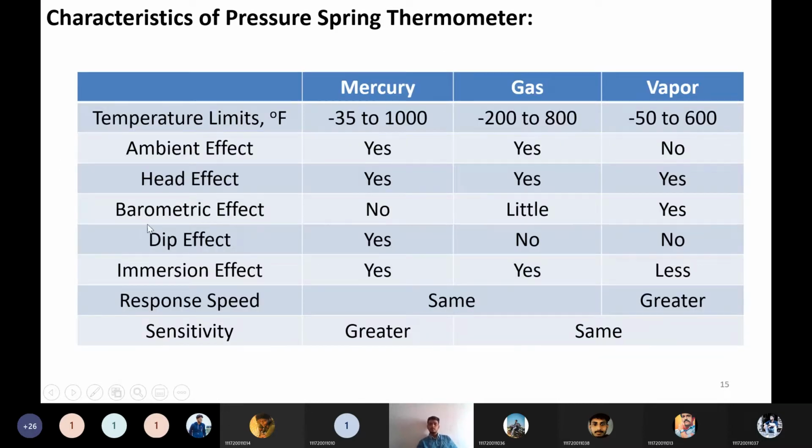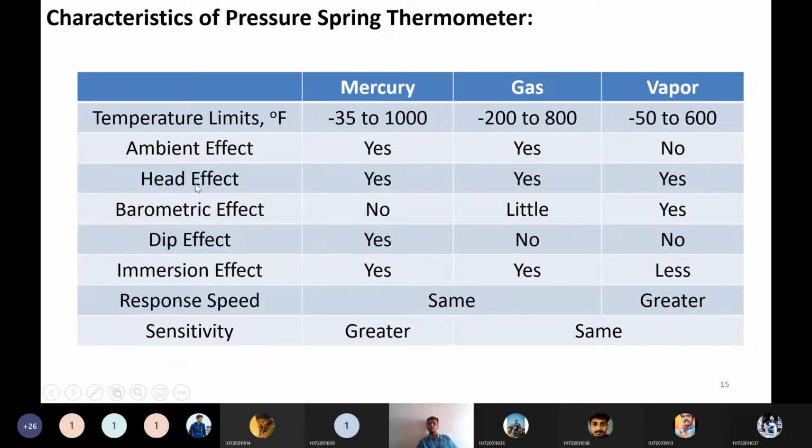Then the characteristics of the thermometers, like the mercury thermometer, gas and vapor thermometer. These are the common operating ranges. The temperature limit for mercury is -35 to 1000. For the gas, it is -200 to 800 degrees Fahrenheit. And for the vapor, it is -50 degrees Fahrenheit to 600 degrees Fahrenheit. Then the ambient effect: mercury will have an ambient temperature effect, and for gas and vapors there will be no ambient temperature effect.